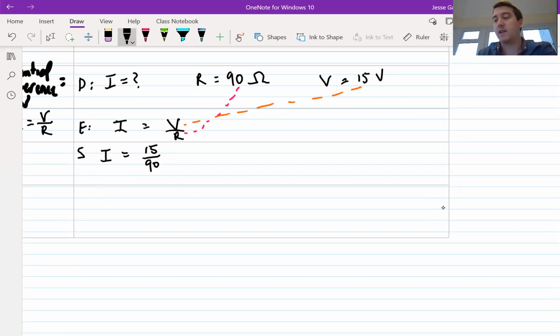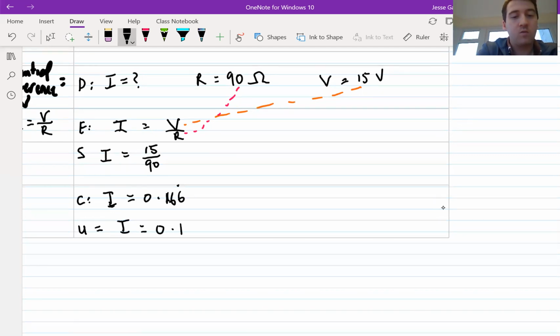The next line is calculate. So I do 15 divided by 90. On the next line, C, that gives me I equals 0.166 recurring. So what that tells me then is, U for units, I equals 0.166, and the units are amps because this is current.